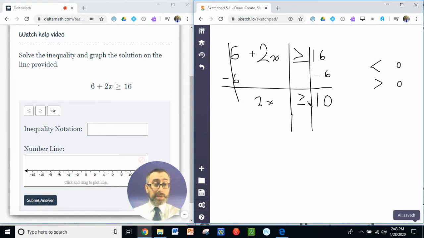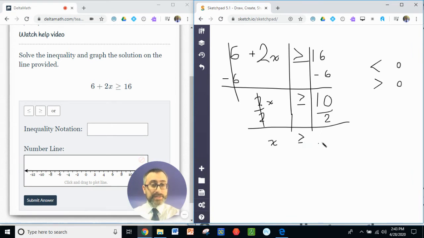Okay, one more step. Cancel that coefficient. Divide by 2 to cancel the coefficient on the left, and divide by 2 to balance on the right. The 2 over 2 cancels into an invisible 1, leaving us with just x. We didn't change the inequality symbol at all. It still stays greater than or equal to. And then 10 divided by 2 is 5.